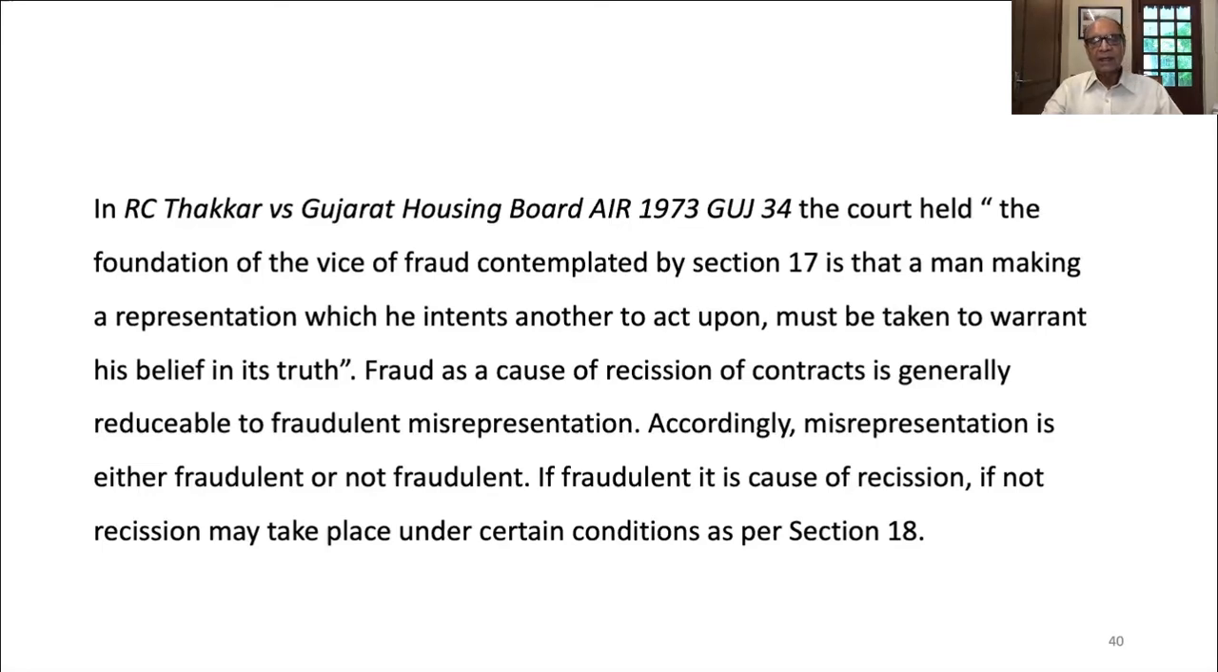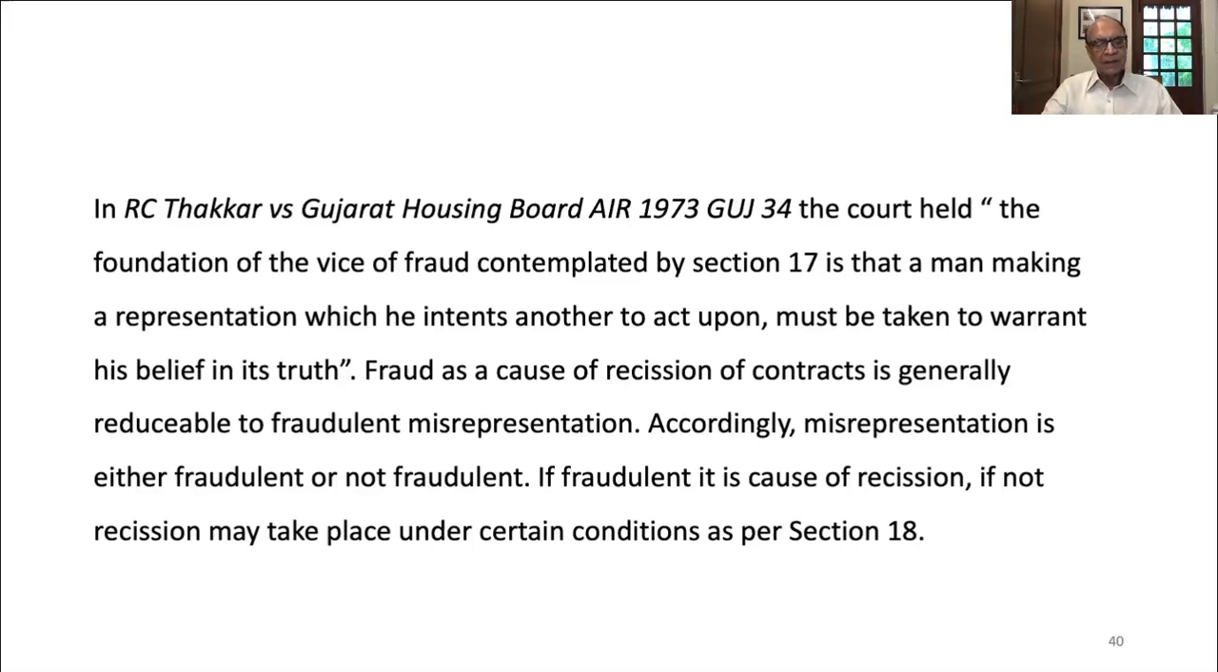When a contract is rescinded, then the cause of rescission amounts to, or is reducible to, fraudulent misrepresentation. It is linked to a fraudulent misrepresentation. That is why the contract is rescinded.